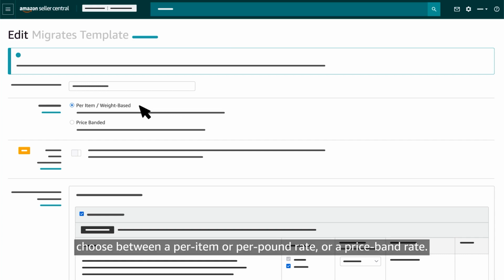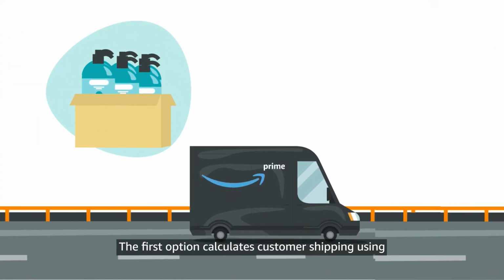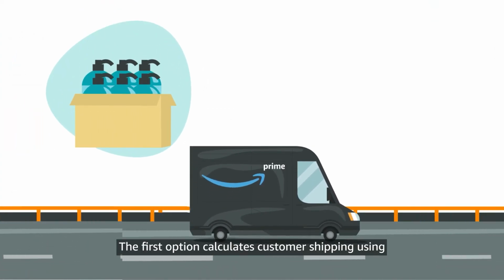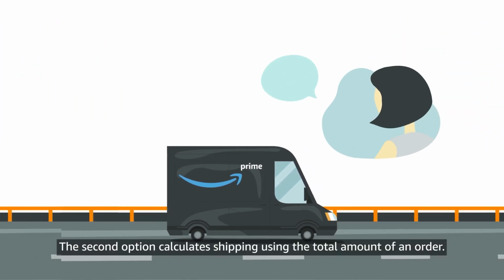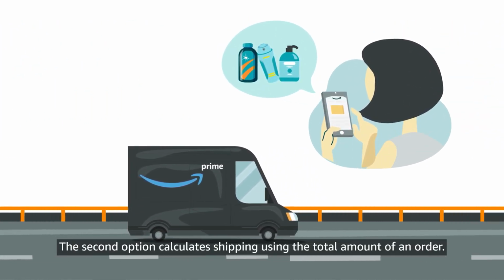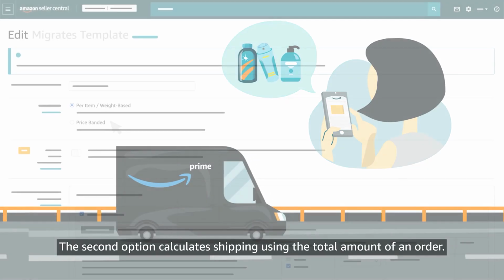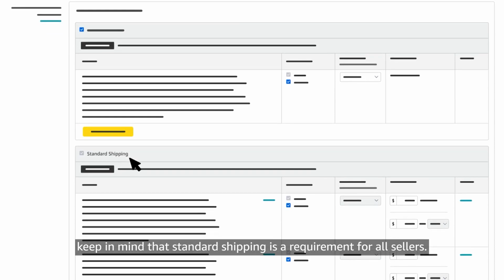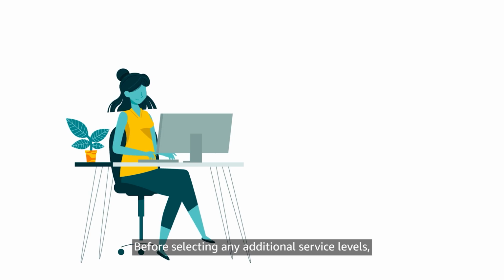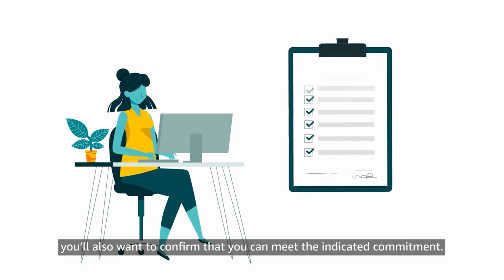Choose between a per item or per pound rate or a price band rate. The first option calculates customer shipping using either the number of items purchased or their total weight. The second option calculates shipping using the total amount of an order. If you adjust shipping settings, keep in mind that standard shipping is a requirement for all sellers. Before selecting any additional service levels, you'll also want to confirm that you can meet the indicated commitment.